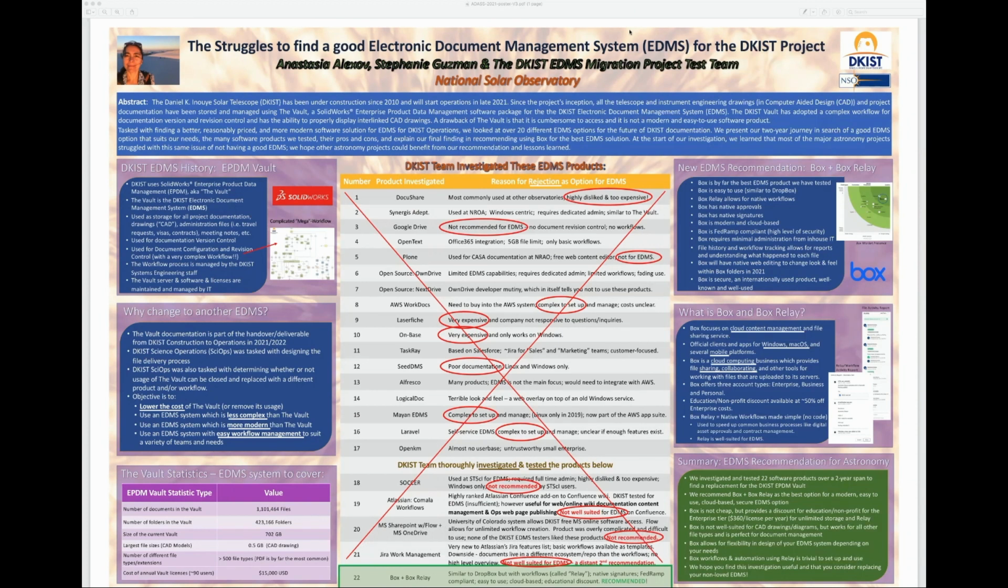Hi, my name is Anastasia Alexa, and my poster is on the struggles to find a good electronic document management system for the DKIST project. The DKIST project does have a document management system, but we wanted to find a different system with lower cost, less complex, more modern, and with easier workflows for over 1 million documents and 500,000 different folders.